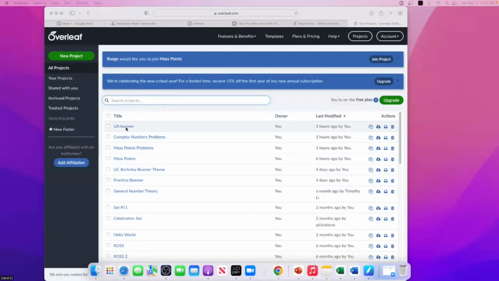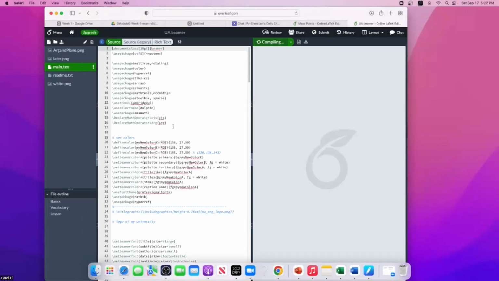This is not right. It should be this. I don't know why it's called that. It should be complex numbers.